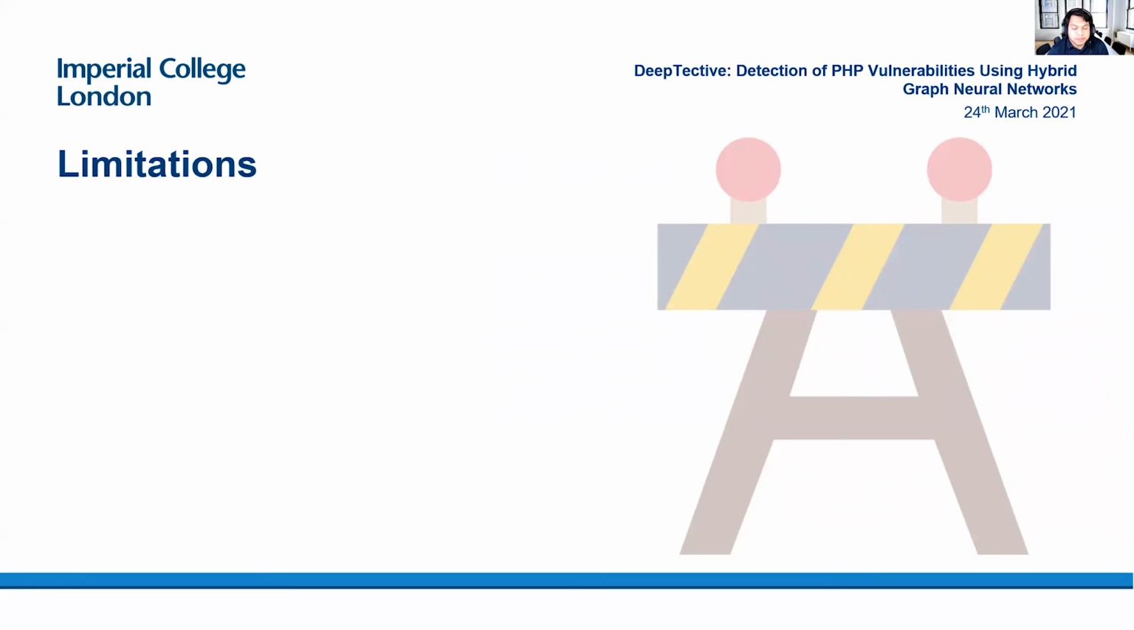Next are the limitations of the study. The first limitation is the label trust issue on the SARD dataset. The SARD dataset was generated by an automated tool. Therefore, an automated tool might have misclassification or mislabeling when creating the dataset.